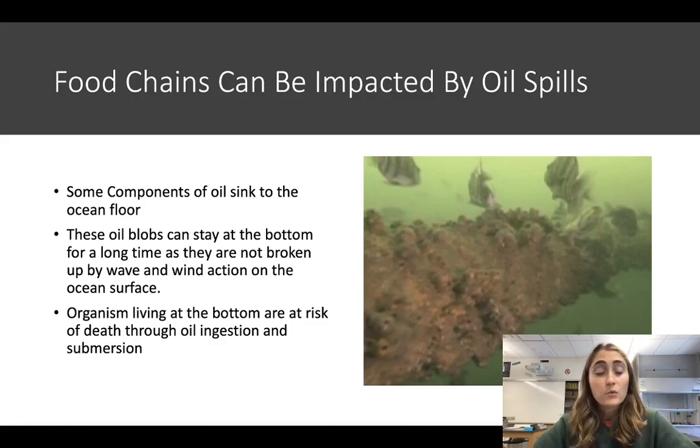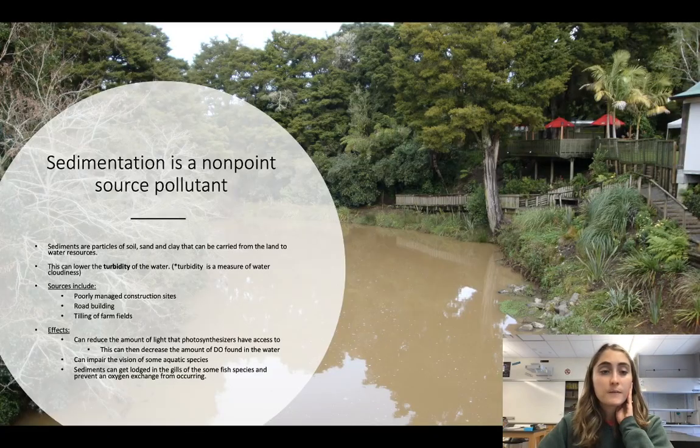Some components of oil will sink to the ocean floor. If those oil blobs stay at the bottom for a long time and they're not broken up by wave or wind action on the surface, organisms living at the bottom are at risk of dying if they're ingesting a lot of that oil, which sometimes we intentionally sink to the bottom of the water. So sometimes species that are living near the bottom can be disproportionately affected if that's the type of choice we use for oil cleanup.